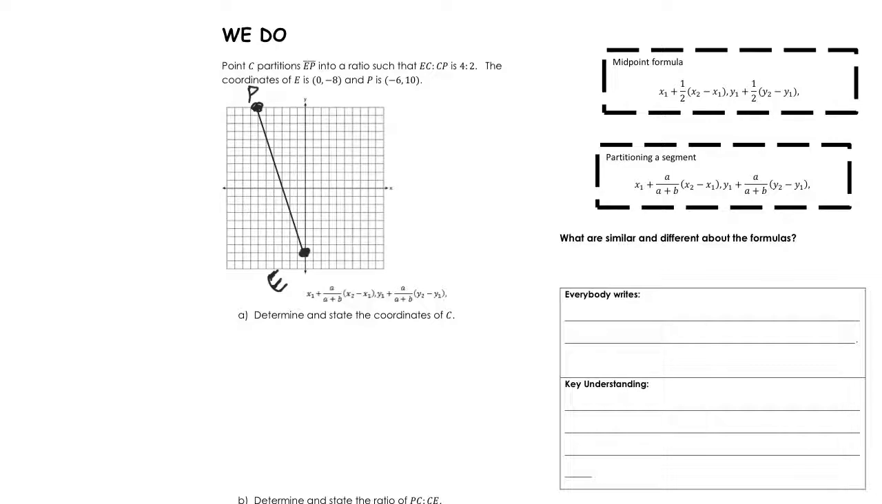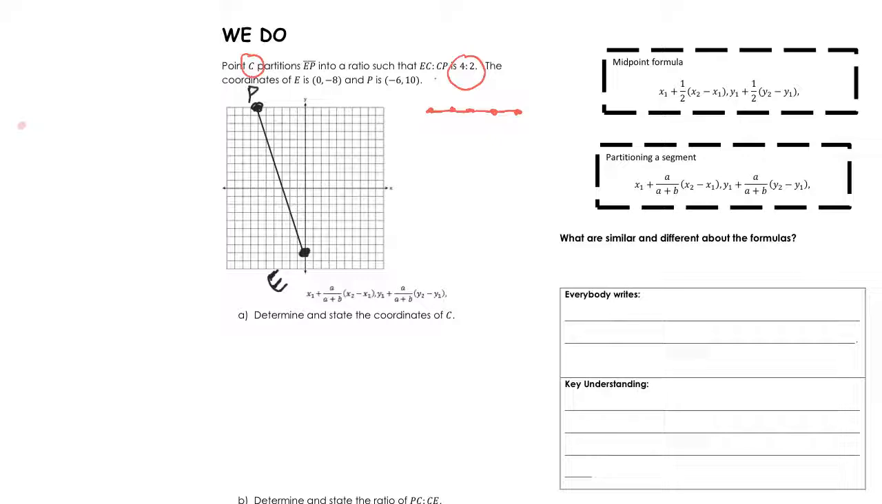So looking at this question here on the we do, I got point E and P, and we want to find point C that puts E to C to C to P into a ratio of 4 to 2. So I need 1, 2, 3, 4 pieces.